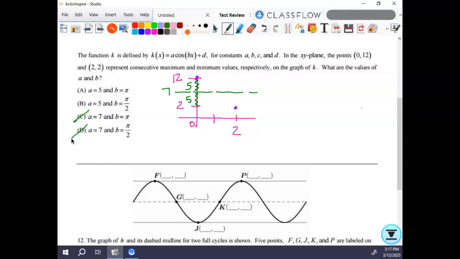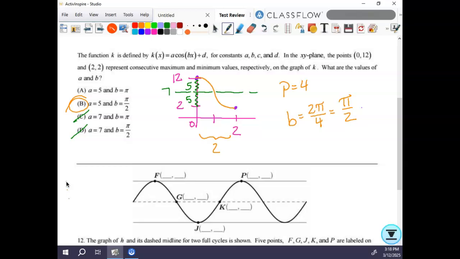And if these are consecutive maximum and minimum points, then this is half of the cycle. That is 2. So the entire period would be 4. I'm looking for B. B is 2 pi divided by 4. And that's where I would get pi halves from. And that would be B.